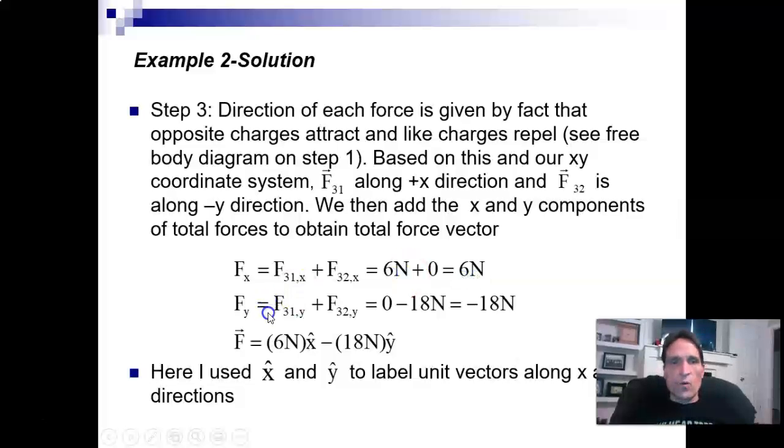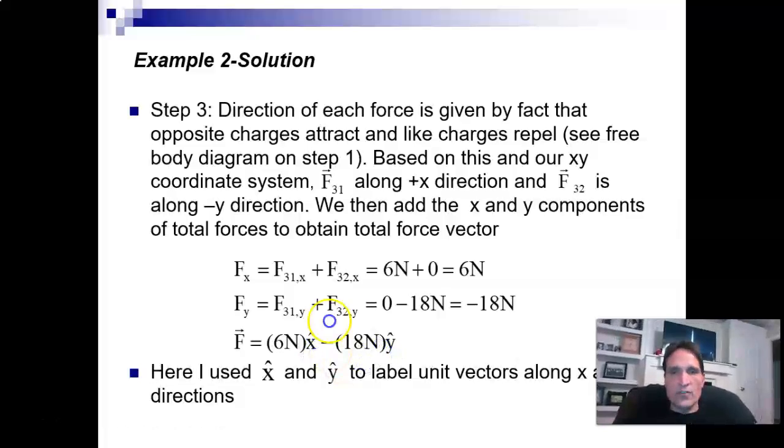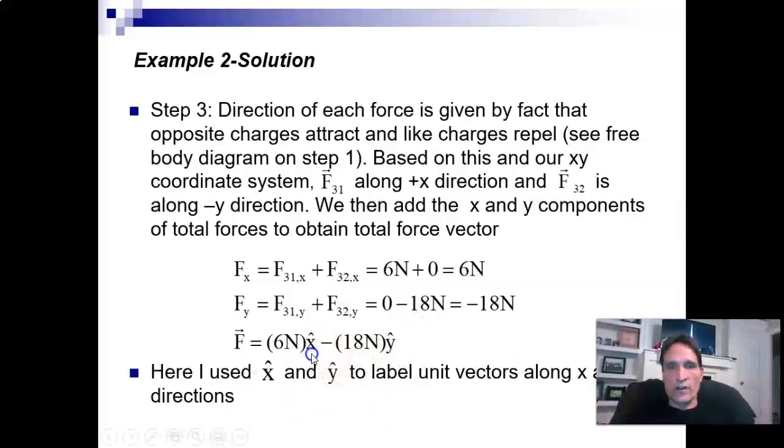Similarly, we can get the total y component by adding the y components of the individual forces. And F31 has no y component, it's 0. And F32, the y component is negative 18 newtons, and so the total y component is negative 18 newtons. And so the force is equal to 6 newtons along the x direction minus 18 newtons along the y direction, where these x hat and y hat are unit vectors, which have just a magnitude of 1, and they're just used to illustrate the directions.